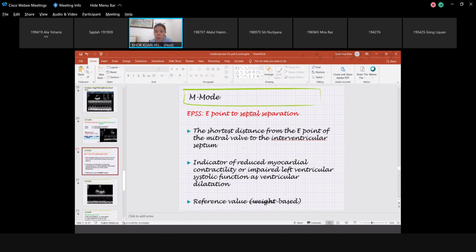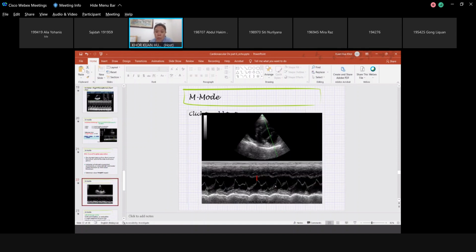EPSS, point of septal separation. This is the definition. But when we measure, this is the interventricular septum, and this is the mitral valve. When we measure, this is the location. From the white line of the interventricular septum to the tip of the mitral valve is EPSS. So if there's a volume overload, you're going to get a very big distance over here.